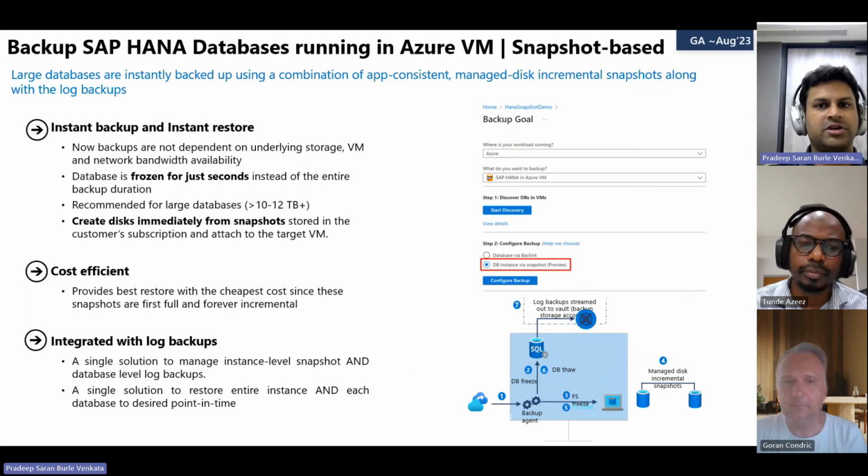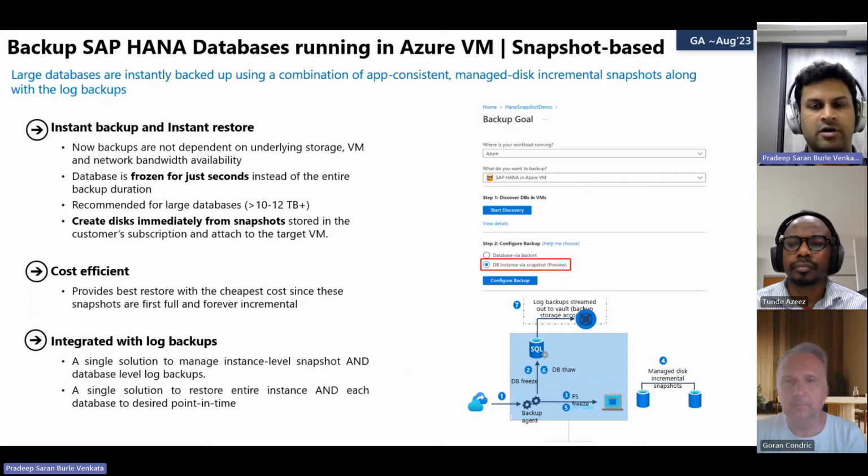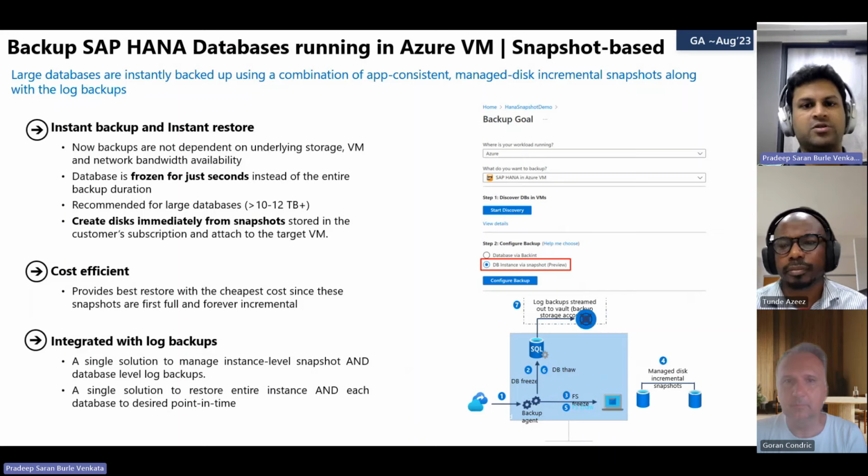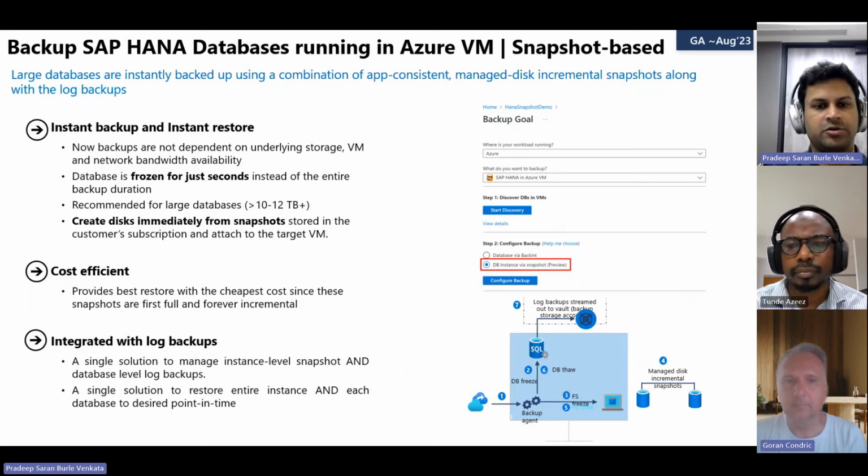So even for larger databases, we stream the log backups to the vault. And then when you're restoring, you can do point in time restores as well. That is the goodness of having the snapshot capability with point in time restore. So this is one solution which customers with larger databases, we've been seeing predominantly using.